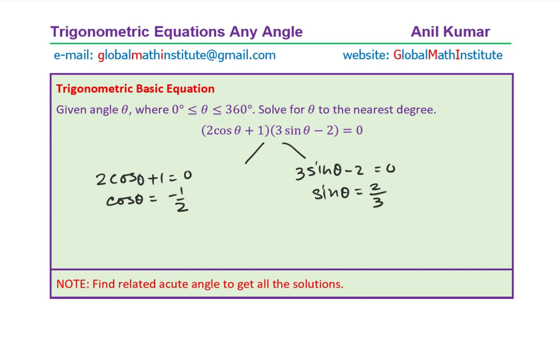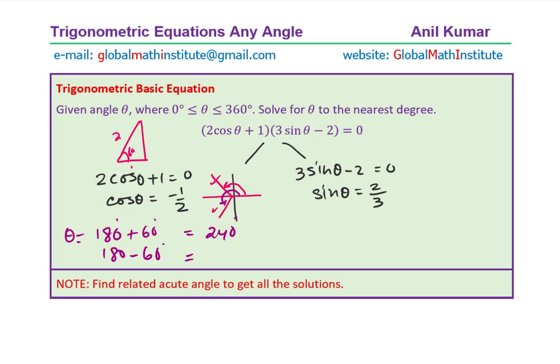Now, cos theta equals minus half means we are looking at the two quadrants, which are quadrant 2 and 3, right? And for half, you are looking at this particular triangle where the angle is 60 degrees. So we know that the related acute angle is 60, and so we have the solutions. Theta is equal to 180 plus 60 degrees or 180 minus 60 degrees, correct? So it is 240 degrees or 120 degrees. These are the two solutions from one factor, which is 2 cos theta plus 1.